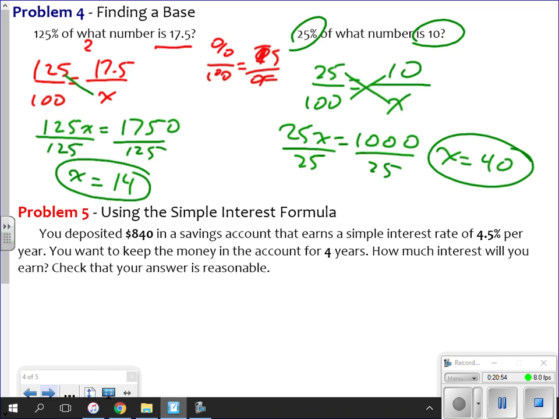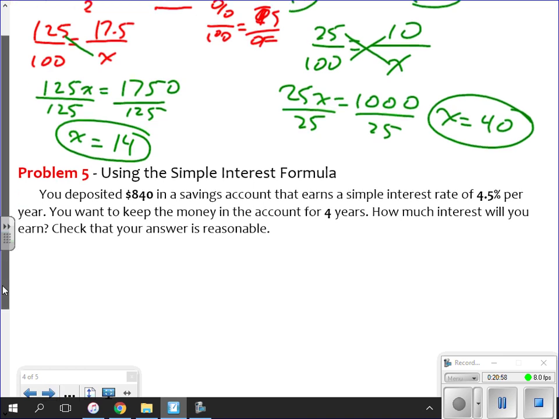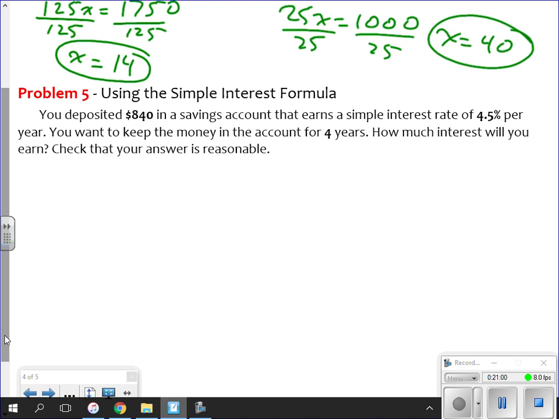Questions? Okay, one last problem to go. This is another one that's also very simple, but we have to remember a formula from the first page of your notes. This is using simple interest. Our simple interest formula: the interest equals the principal times the rate times the time.